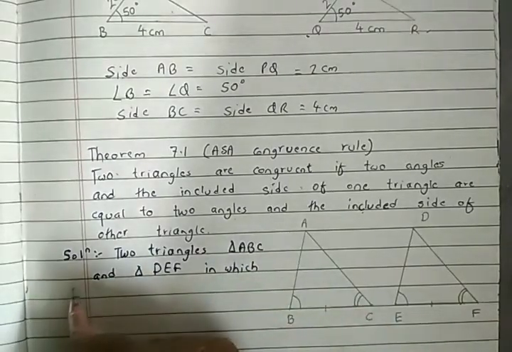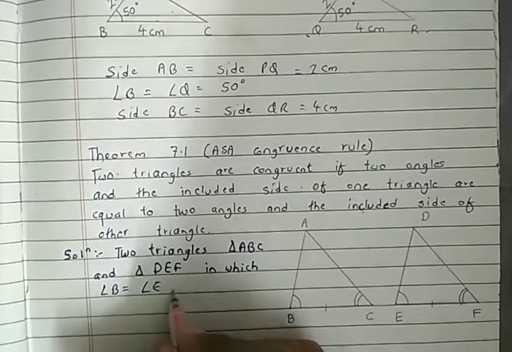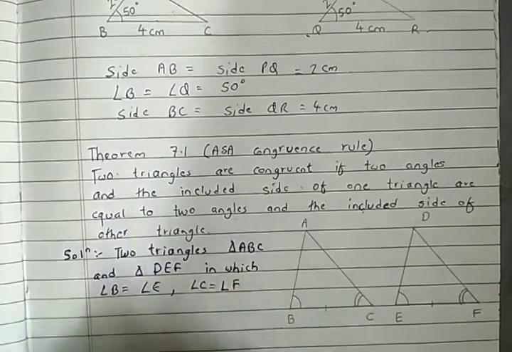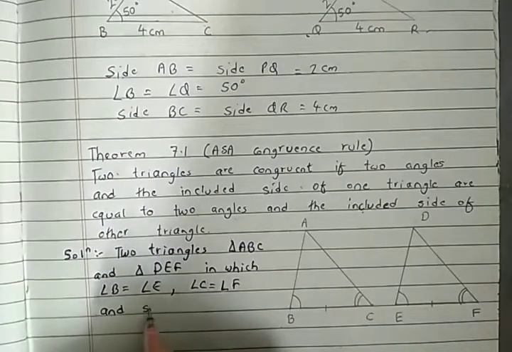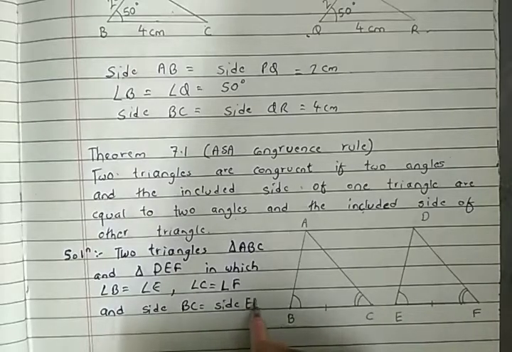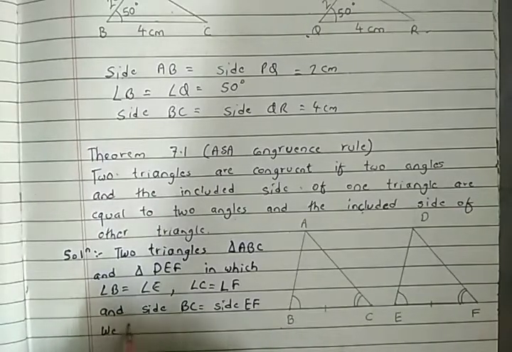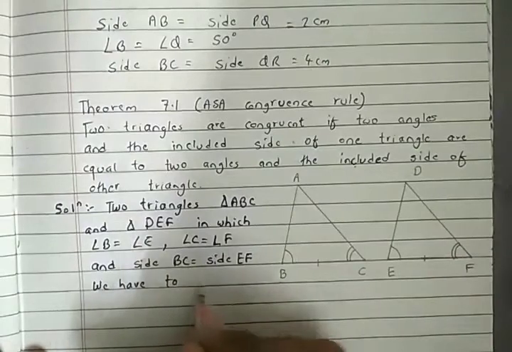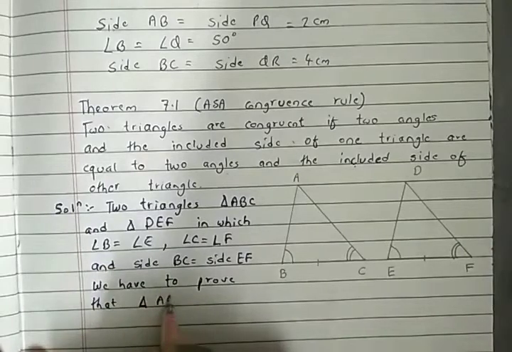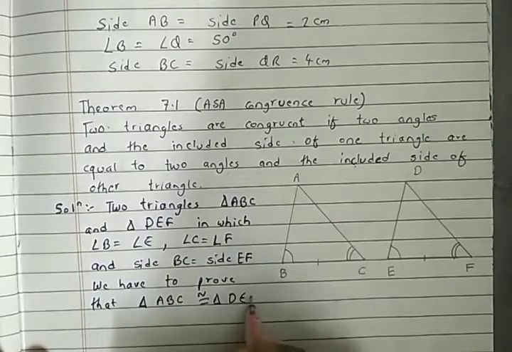in which angle B is equal to angle E is given, angle C is equal to angle F, this is also given, and side BC is equal to side EF, this is also given, right? So we have to prove that triangle ABC is congruent to triangle DEF.